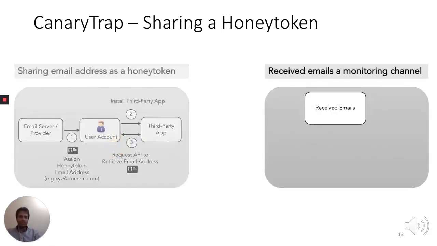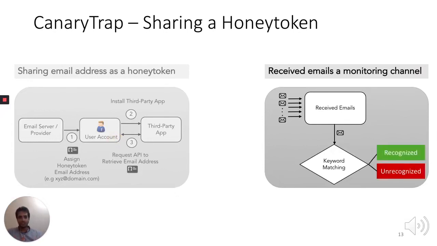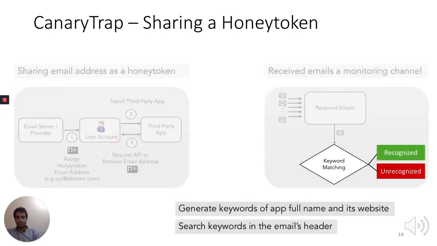Now we use received emails on the email account of the shared email address as the monitoring channel. We pass each retrieved email through a keyword matching process that determines whether an email is sent by a third-party app or an unrecognized entity. Each email is labeled as either recognized or unrecognized. This keyword matching process generates keywords from an app's full name and its website, and then searches for these keywords in the email's header fields, like the reply-to and from fields. If the email is matched with the third-party app, then we say that the input email is recognized, otherwise it is unrecognized.